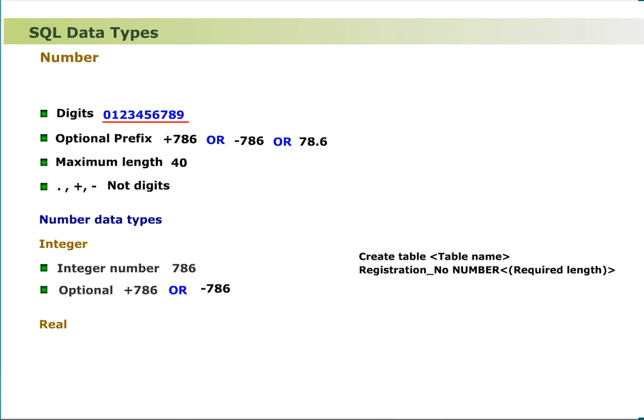Real. The real number data type consists of real numbers. Here is the general form. The general form starts with a reserved word number followed by required length. The required length consists of integer and real part separated by comma and enclosed in parentheses.